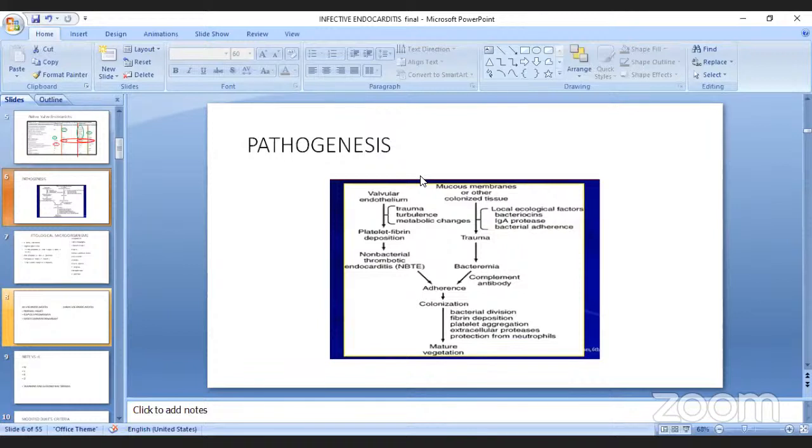Why am I repeating this again and again? Because it is very important and you cannot forget it. So this is the pathogenesis.